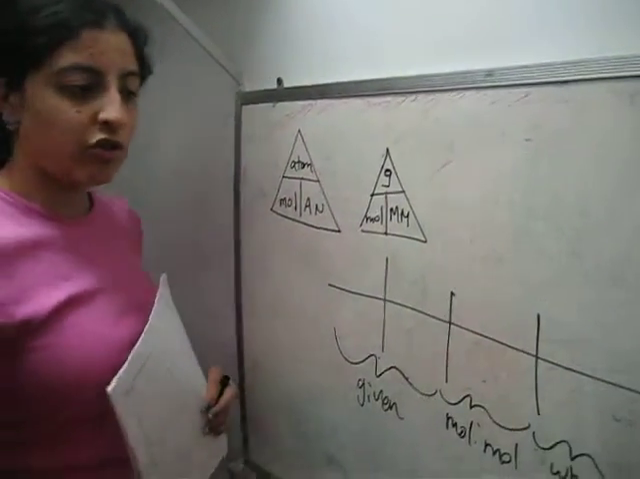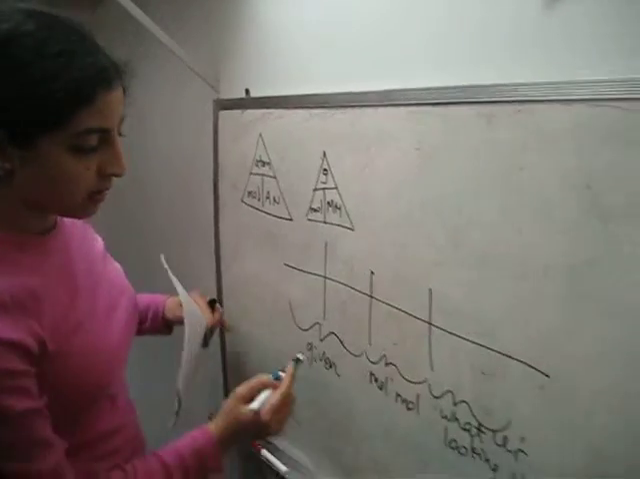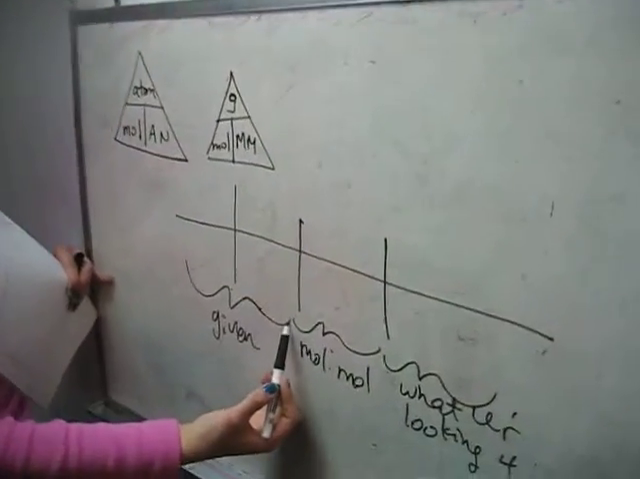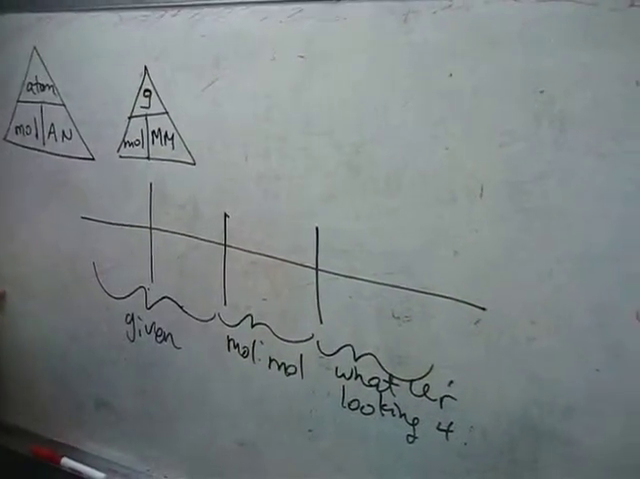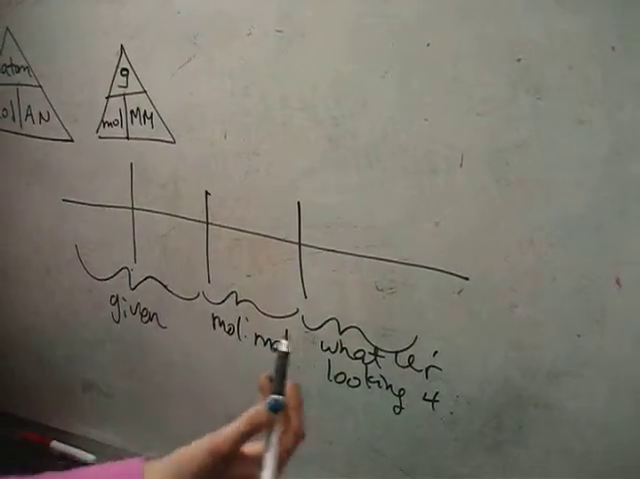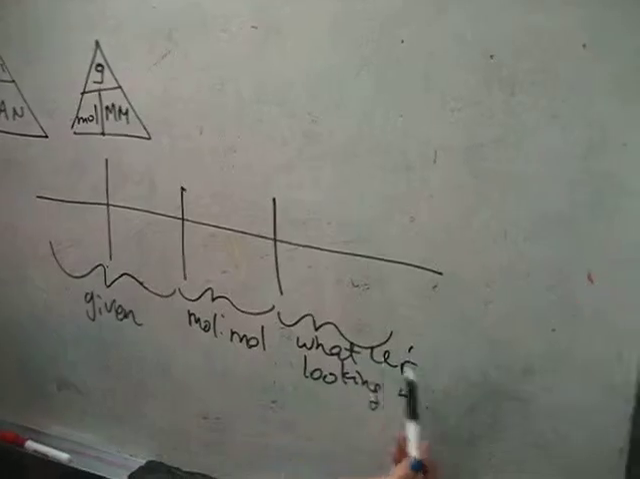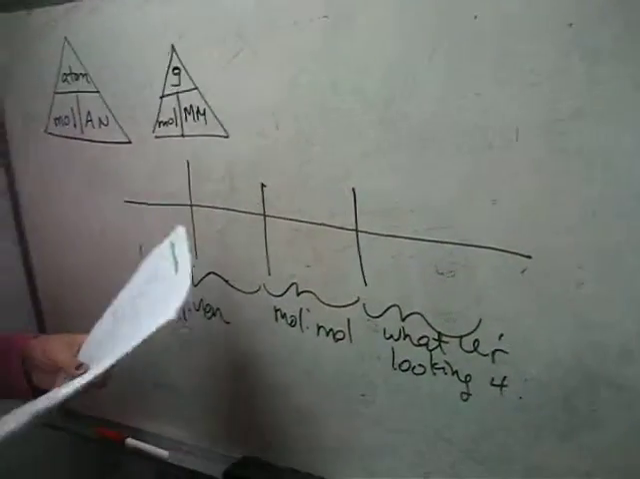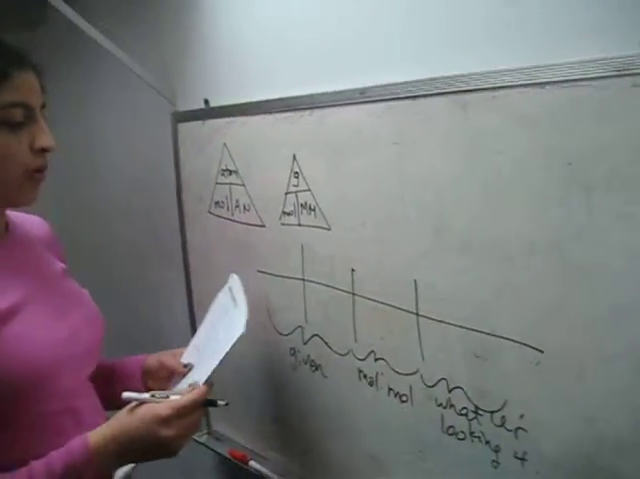For these type of questions, the basic format is this. You have your given, and the question gives you some information. You have multiple ratio only if you're comparing two different compounds, and what you're looking for, what the question is asking of you. Let's start off with a question here.